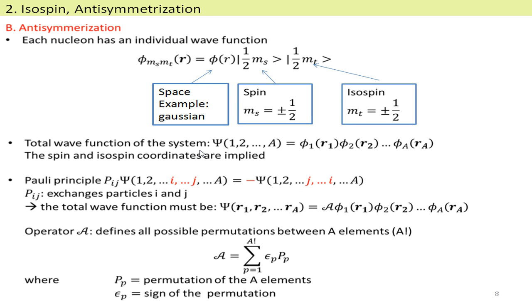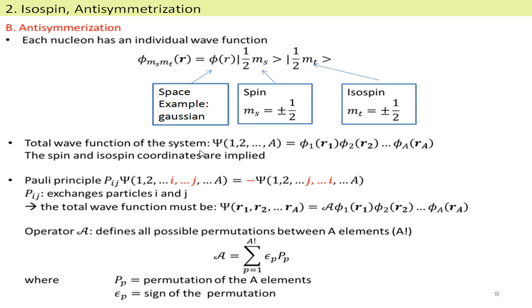So now let me come to antisymmetrization. So the idea of isospin is to include this isospin function in the nucleon wave function. So each nucleon has an individual wave function which depends on the space coordinate. And well, one example is a Gaussian in the shell model. You have a part which depends on spin, and we know that the spin of a nucleon is 1/2, but it may be in two states, plus 1/2 or minus 1/2.